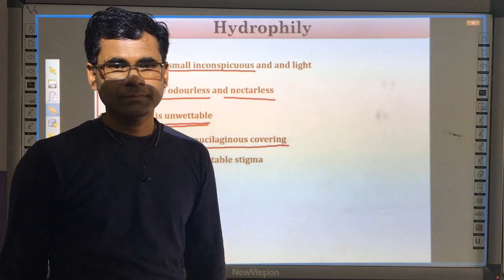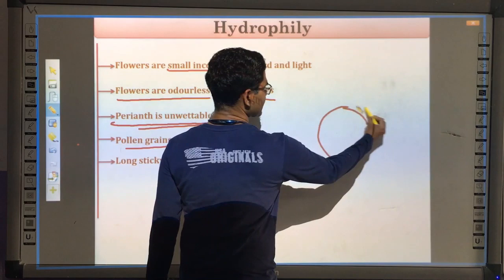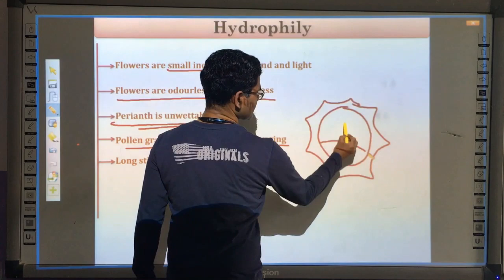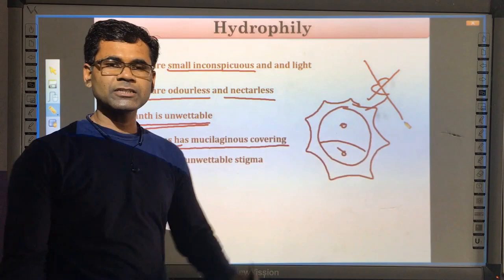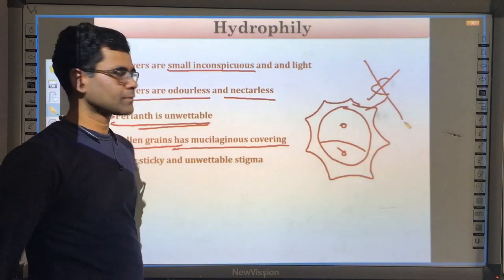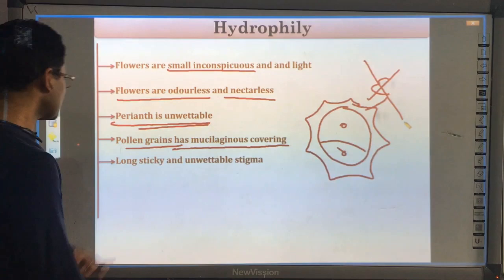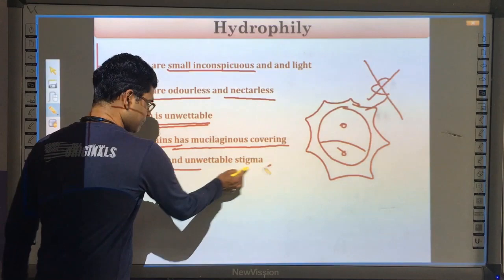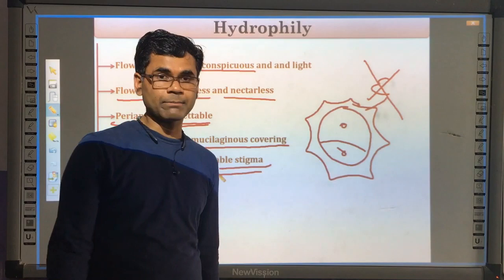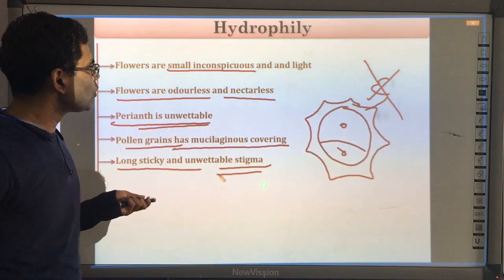Out of the two layers we have studied, this is the inner layer, intine, and this is the external layer, exine. These are the vegetative and generative nucleus we have already studied. So this outer layer, the exine, is completely absent. Hence, to protect the pollen grain, that's why it is the intine, and that's why the mucilaginous covering should cover the intine. The stigma should be long, sticky, and unwettable. That is again important. So these are a few of the adaptations of the hydrophilous flower.